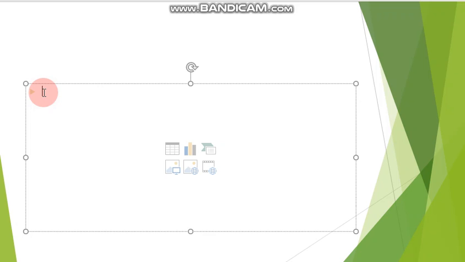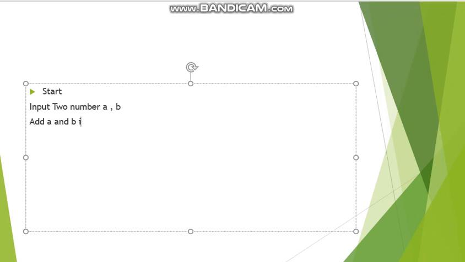The first step is start, then input two numbers, A, B. The next step is to add A and B, that is A plus B, and then we will show its output. And then the algorithm is stopped.